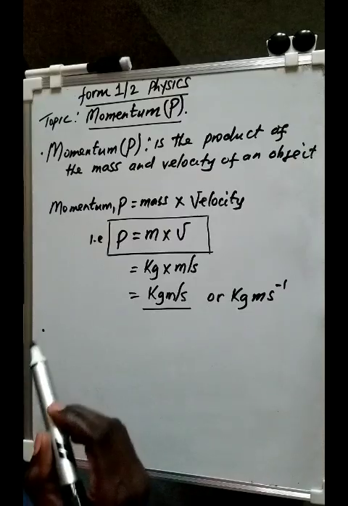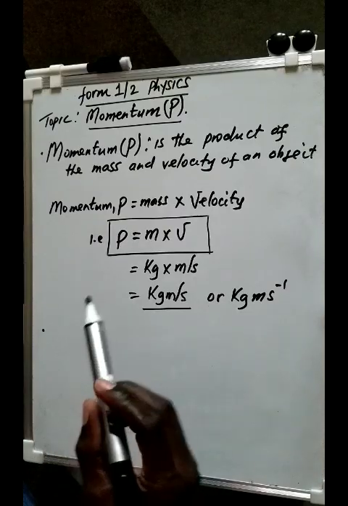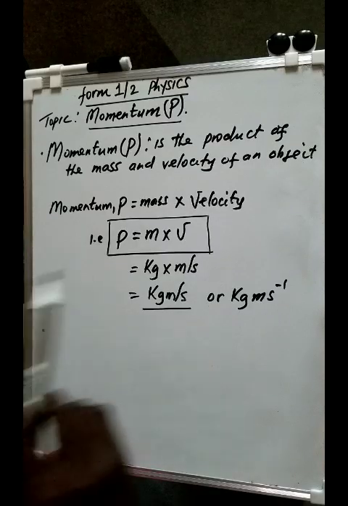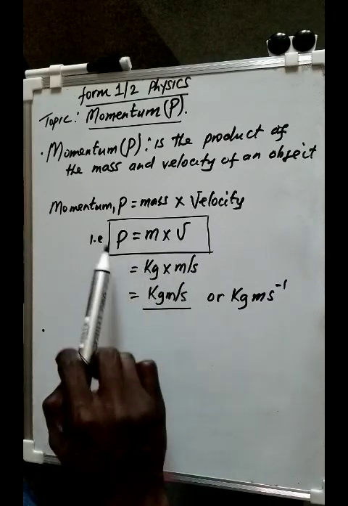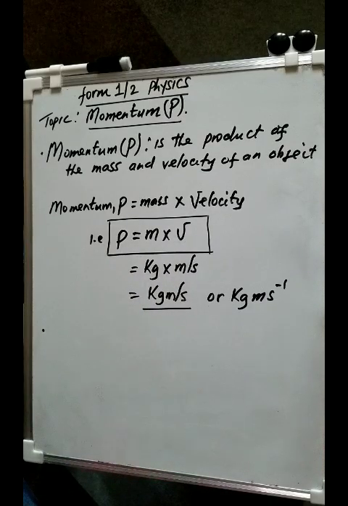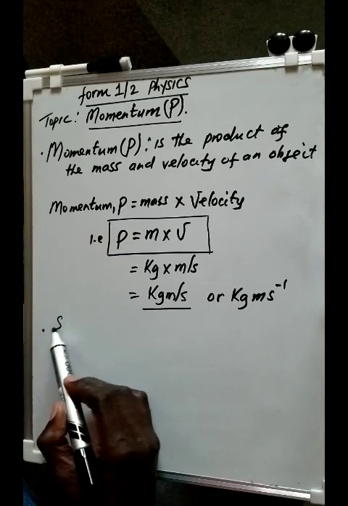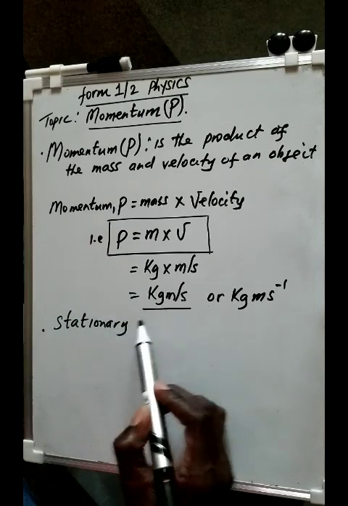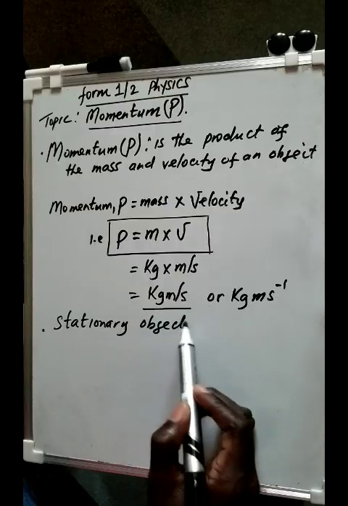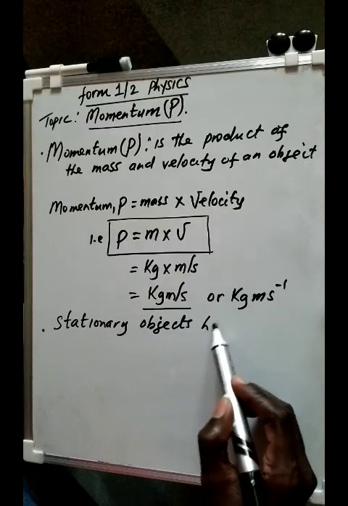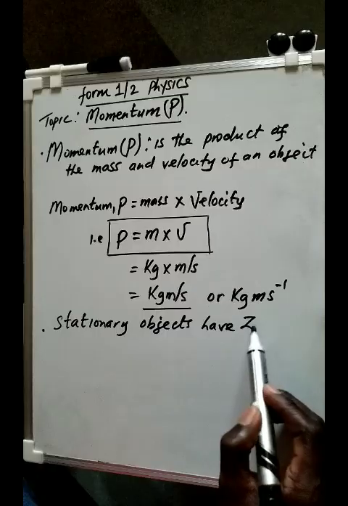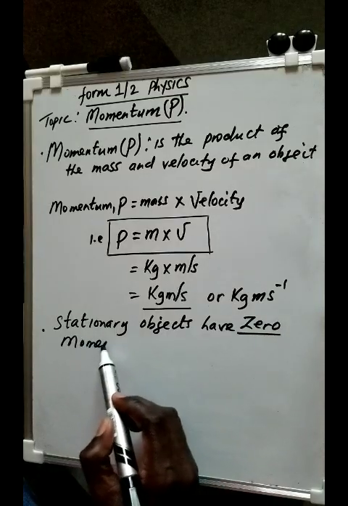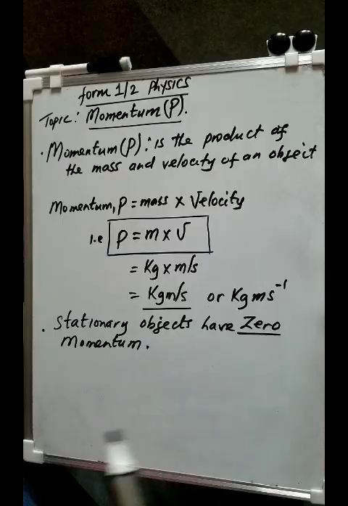Now, another concept that you need to know is that momentum depends on the mass as well as the velocity of an object. Those are two factors that affect the size of the momentum. For one thing, stationary objects have zero momentum. That's what you need to remember.